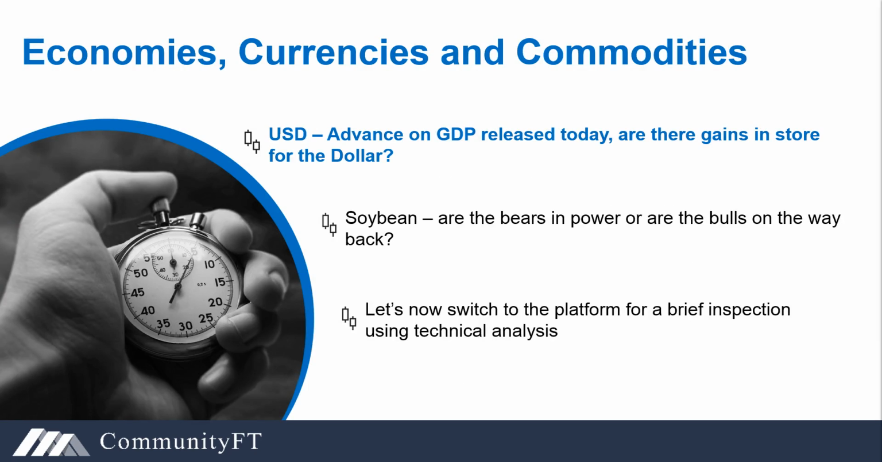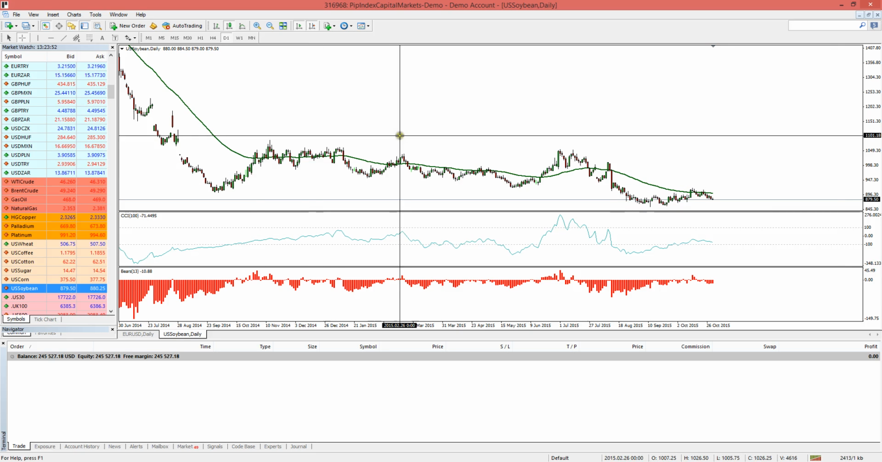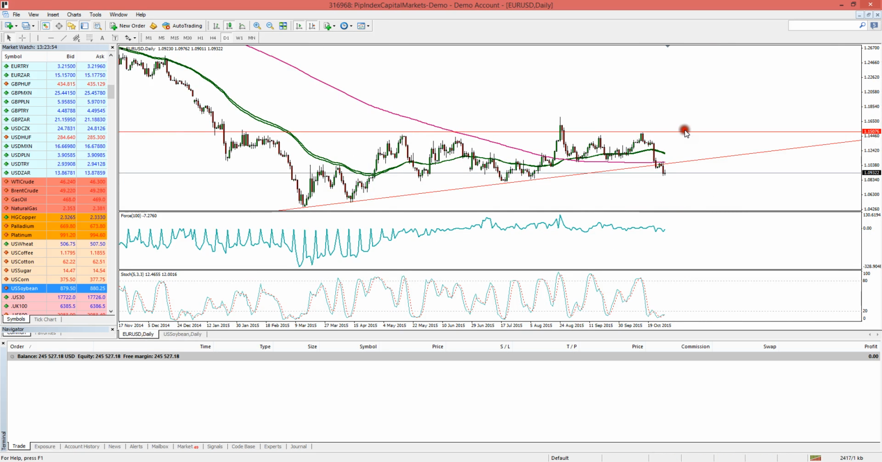Okay, on the cards for us today, we're going to take a look at some economies, the value of those economies as is reflected by the value of their currency. Let's also take a look then at some commodities. So in front of us, guys, we're looking at the daily chart now of Euro US dollar, okay?